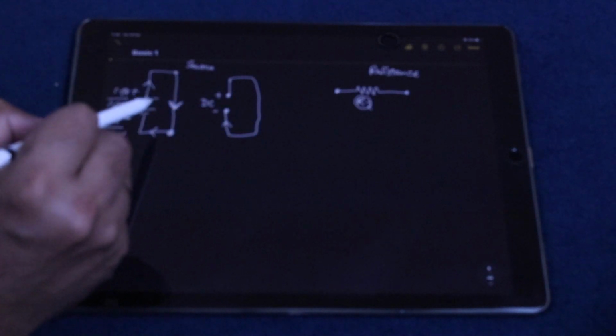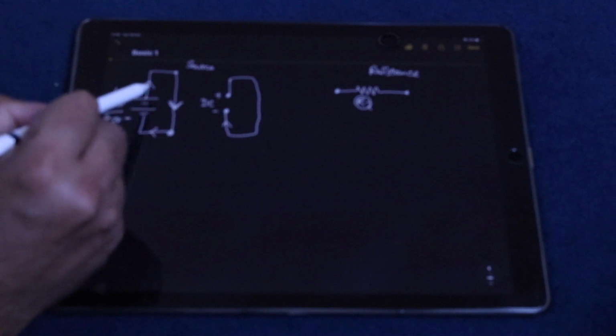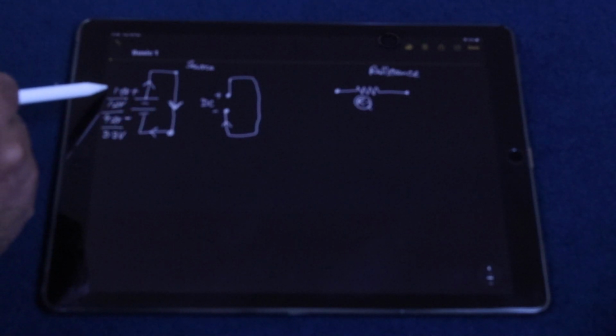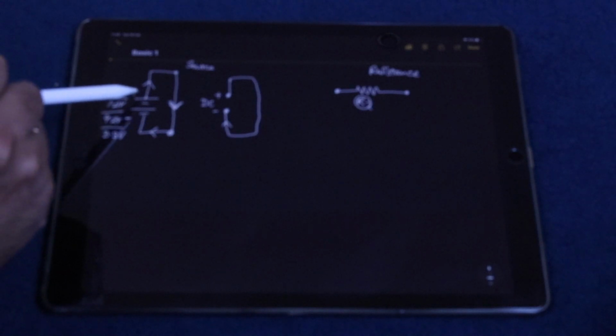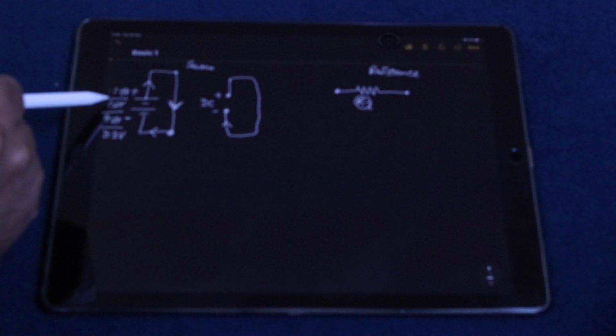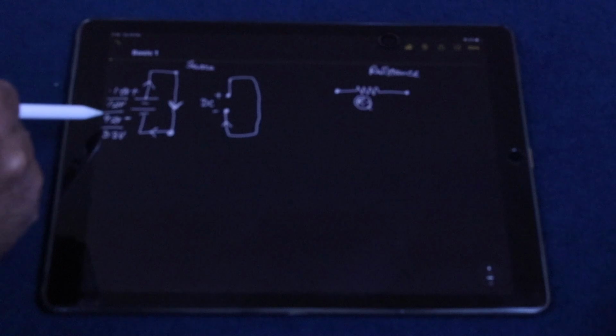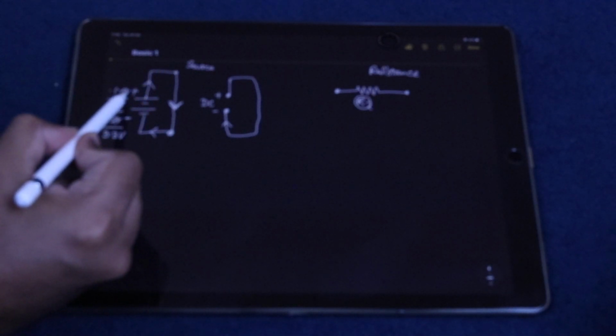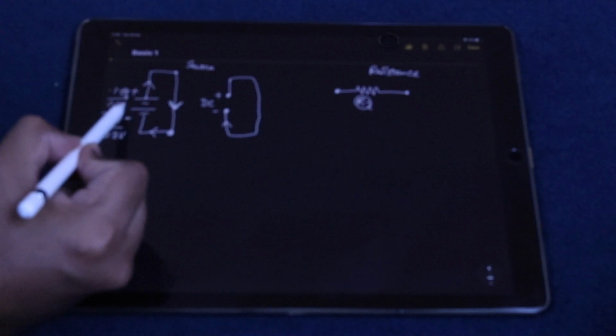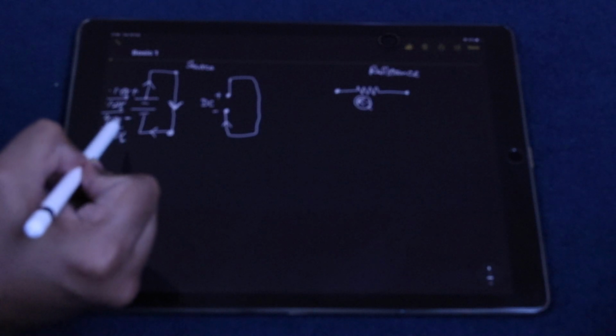Okay. All right. So now we know that there is a source which provides a voltage potential, and we can define it by a number. The unit is volts, which is signified by the V.